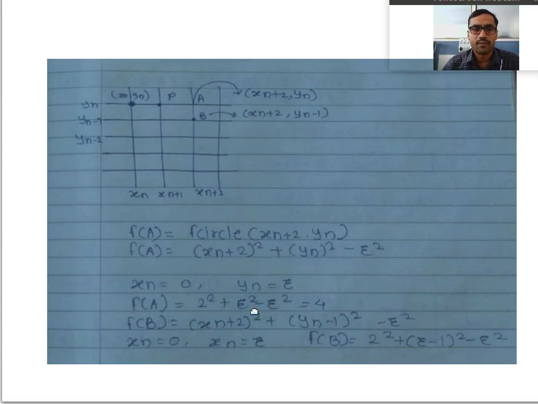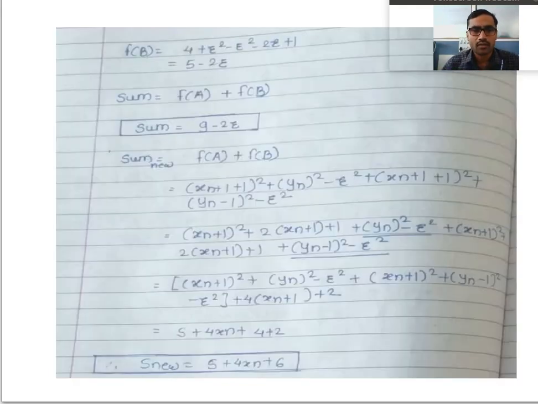Initial value we are finding like 2 square plus r square minus r square, equal to 4. For function of B also, we are keeping these values in the basic equation of circle, that is x square plus y square minus r square. So here xn plus 2 square plus yn minus 1 square minus r square, and keeping xn equal to 0, comma yn, here correction is yn equal to r, and function of b is reduced to this particular value. So we'll find function of b equal to 5 minus 2r.